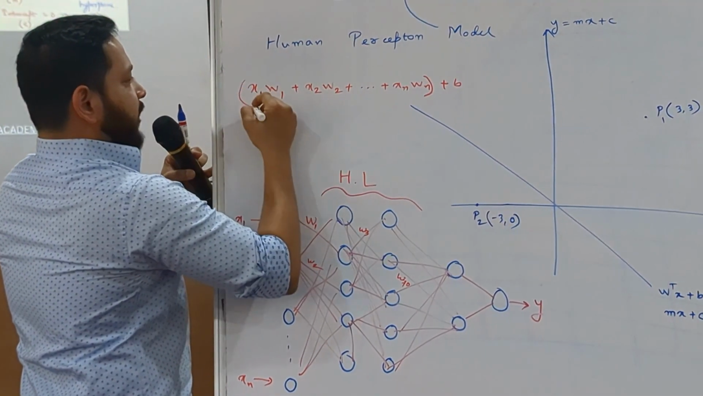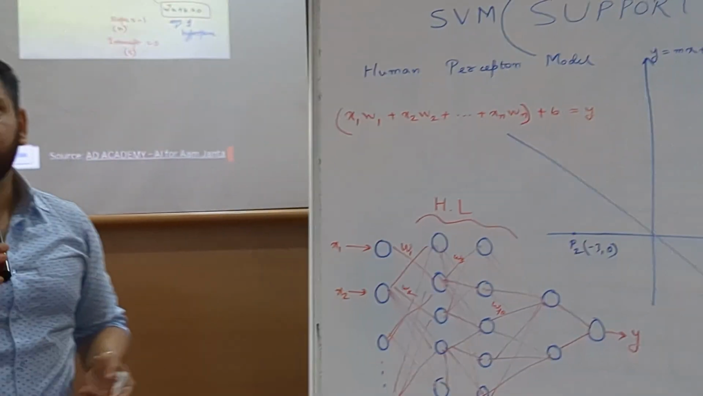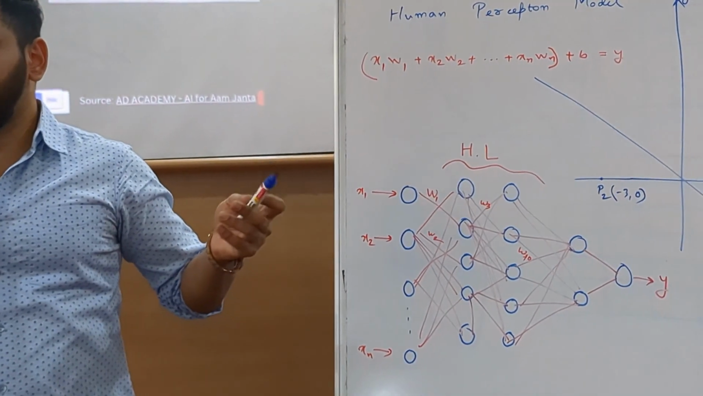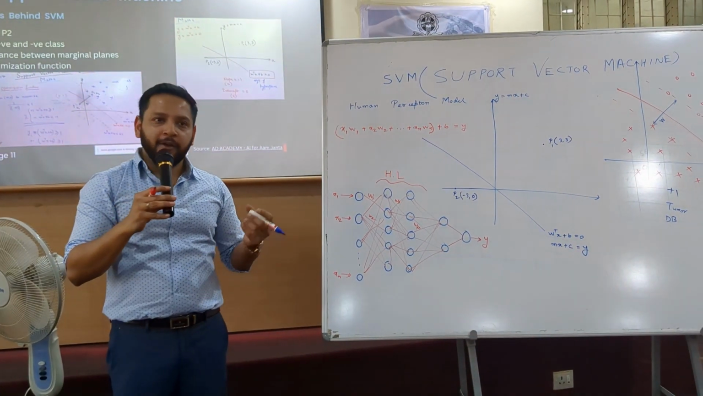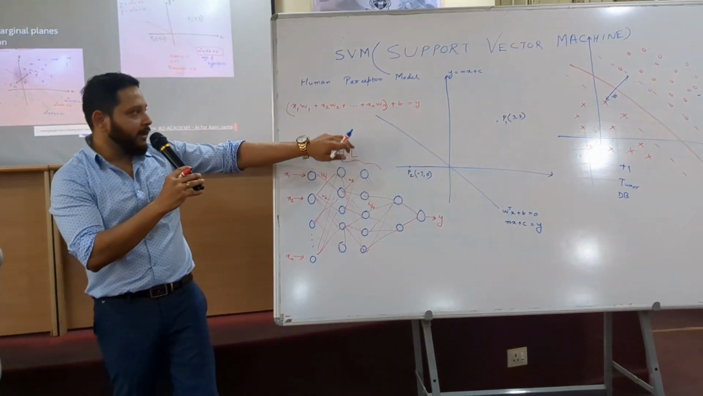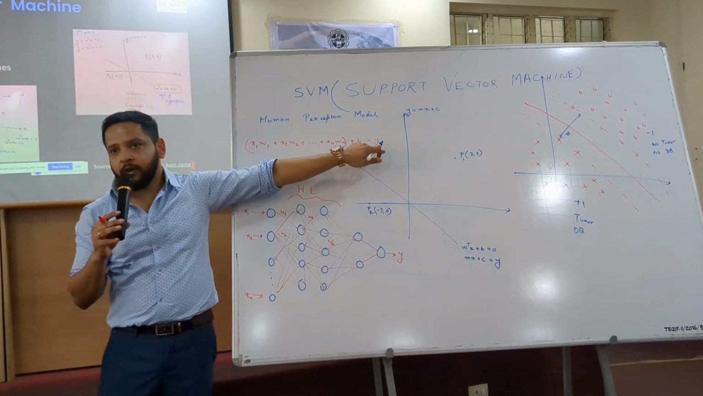Plus, there will be something B. B is some unwanted signal. Like when we are thinking, lots of things come into our brain, right? It is unwanted, we don't want it. Like when we try to sleep at night, lots of things come into our brain which we don't want. Still, they come. That is the unwanted signal B. And then finally, we have something called the output.